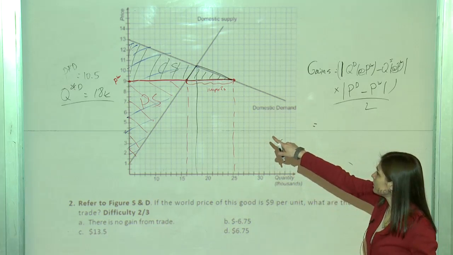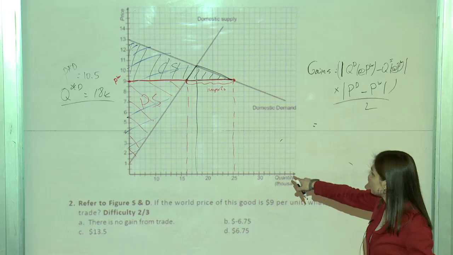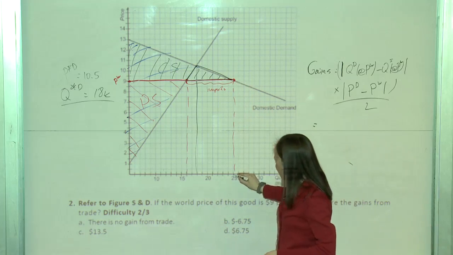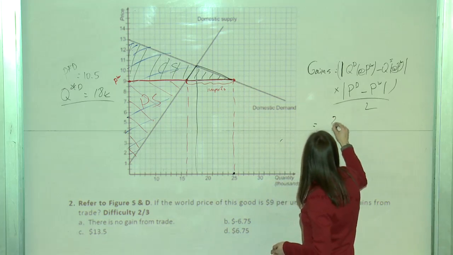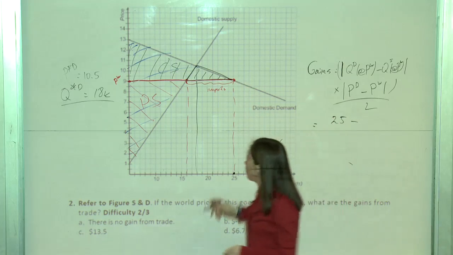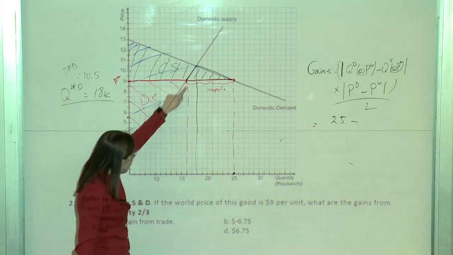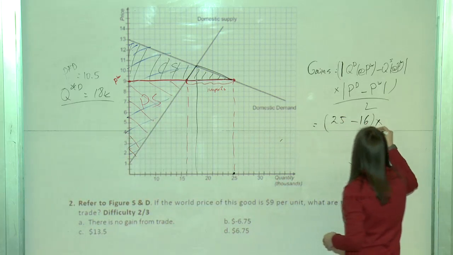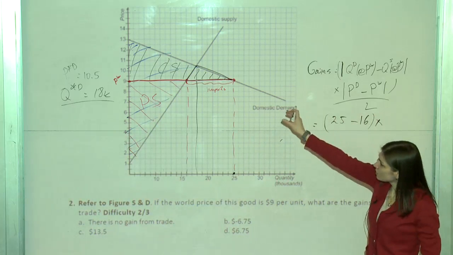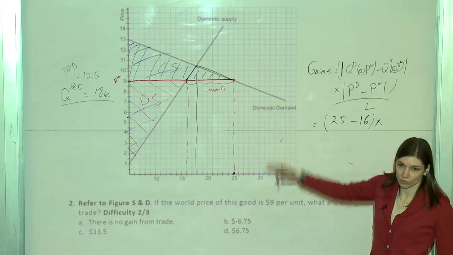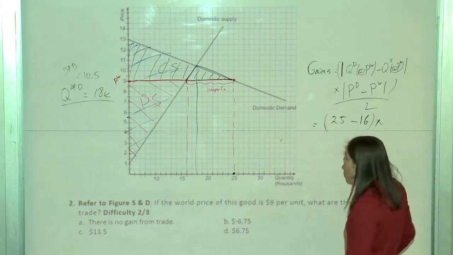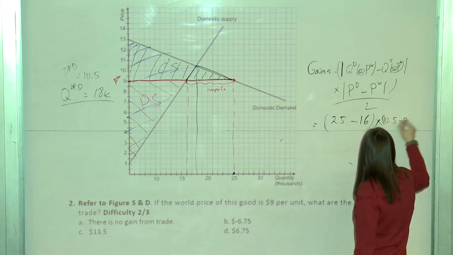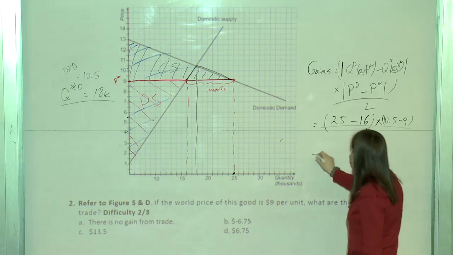Okay, so what's the quantity demanded at the world price in our case? The world price is 9. The demand curve tells us it's 25. Do you see it? It's here. So we have 25 minus, and then what's the quantity supplied domestically? 16. So 25 minus 16. And then this times the difference in the prices. So we have 10.5, that was the domestic equilibrium price, and the world price is 9. So it's 10.5 minus 9. The whole thing divided by 2.